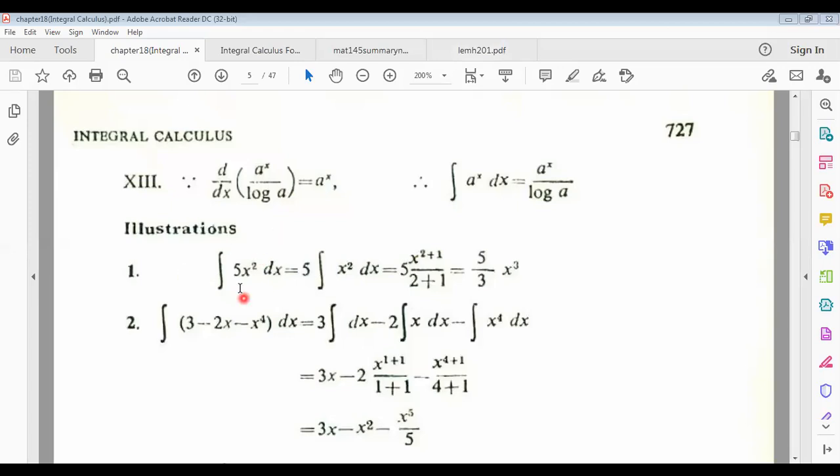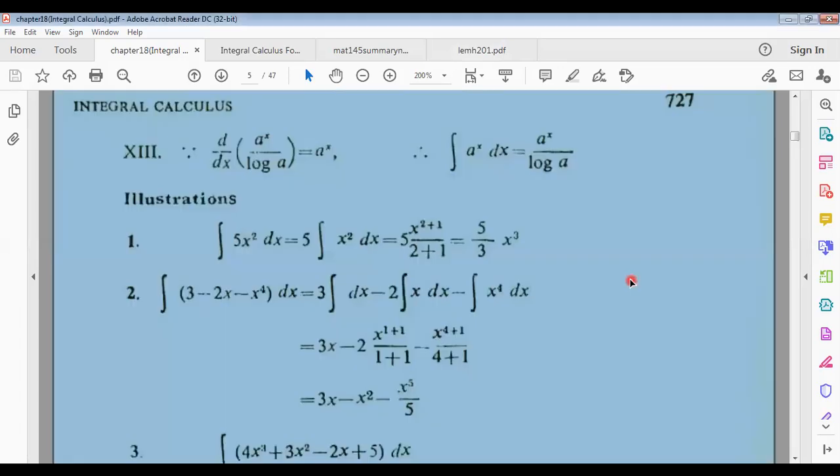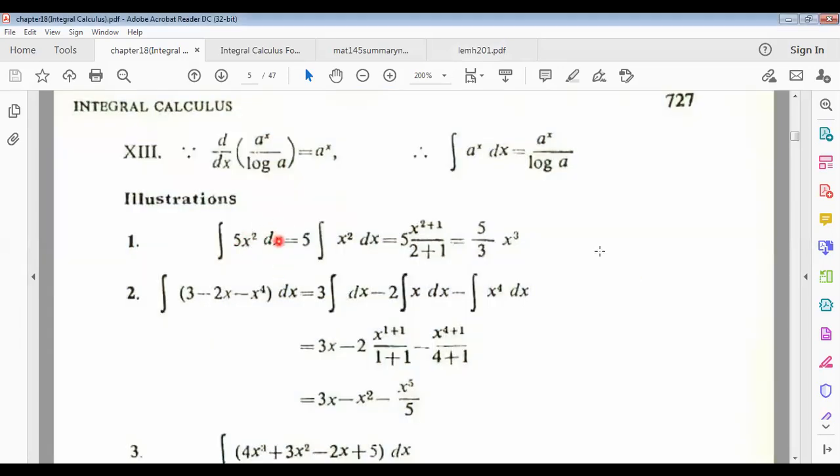So example 5, this is a constant multiple of a function. Integration of 5x square will be 5 into the integration of x square. X square integration: the x to the power n formula, n equals 2 here. So x to the power 2 plus 1 divided by 2 plus 1. So 5 by 3 x cube will be the result, just using the power rule.